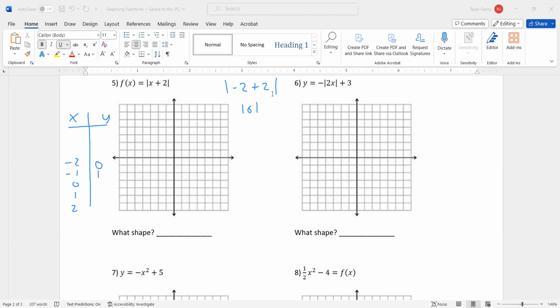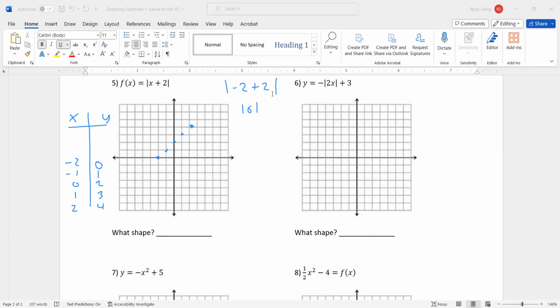0 plus 2 is 2. The absolute value of 2 is 2. 1 plus 2 is 3. The absolute value of 3 is 3. And 4. You know, be like, okay, that makes a line. -2, 0. -1, 1. 0, 2. 1, 3. 2, 4. We've got a line going on here. And you're right, we do.